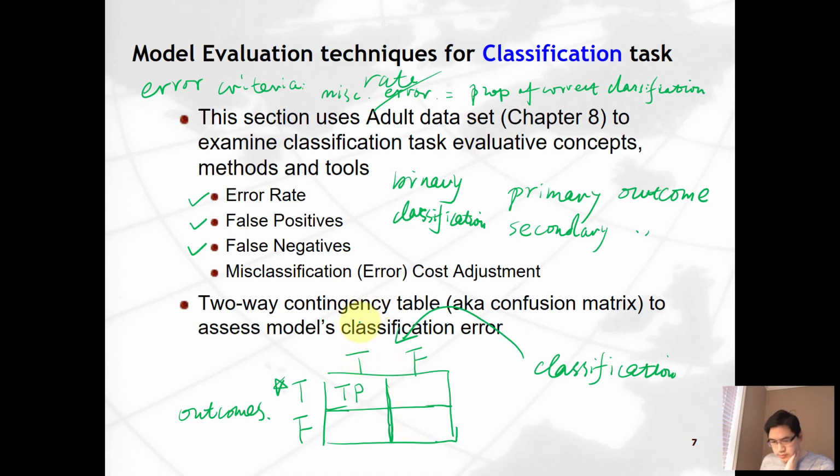So maybe it's better to label these as positive and negative, where positive means the primary outcome and negative means a secondary outcome, such as positive means churner, negative means non-churner. Customer didn't churn. And true positive is when the customer is going to churn, and the model determines it's likely going to churn.